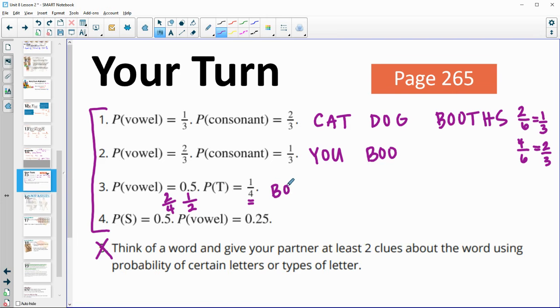So we could have done boot as an example. You could do sight. So half the letters are vowels. One of them is a T.